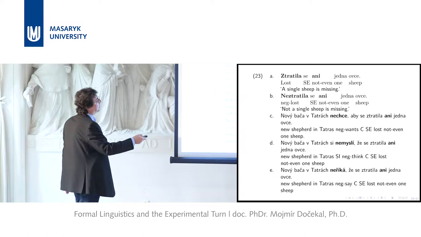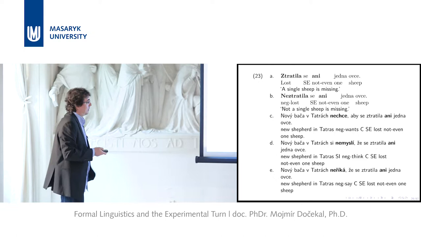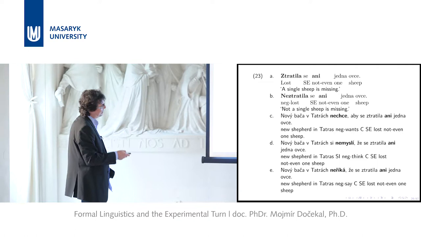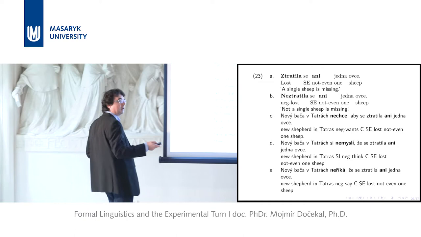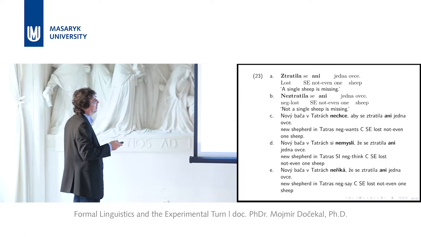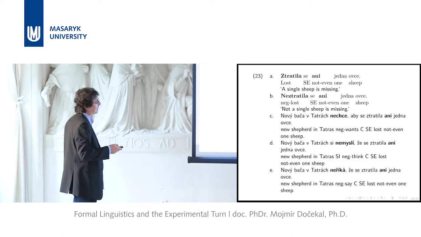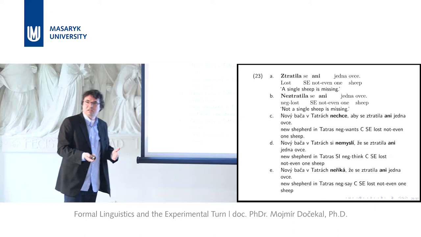And now come the two sentences which were really what we searched for. Here is a negating verb, chtít, want. Here is a strict NPI in the embedded sentence. And we ask people on the Likert scale how much they like the sentence. This is the want type of negraiser, this is the think type of negraiser, and we tested communication verbs to see whether there will be a difference between non-negraisers and negraisers.